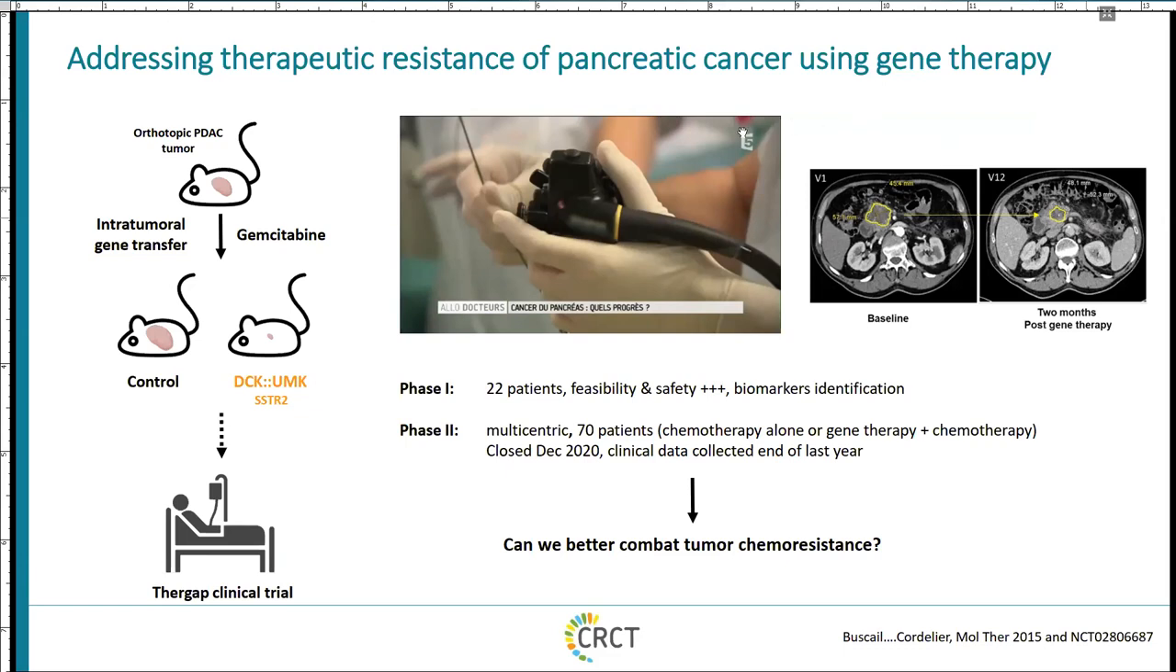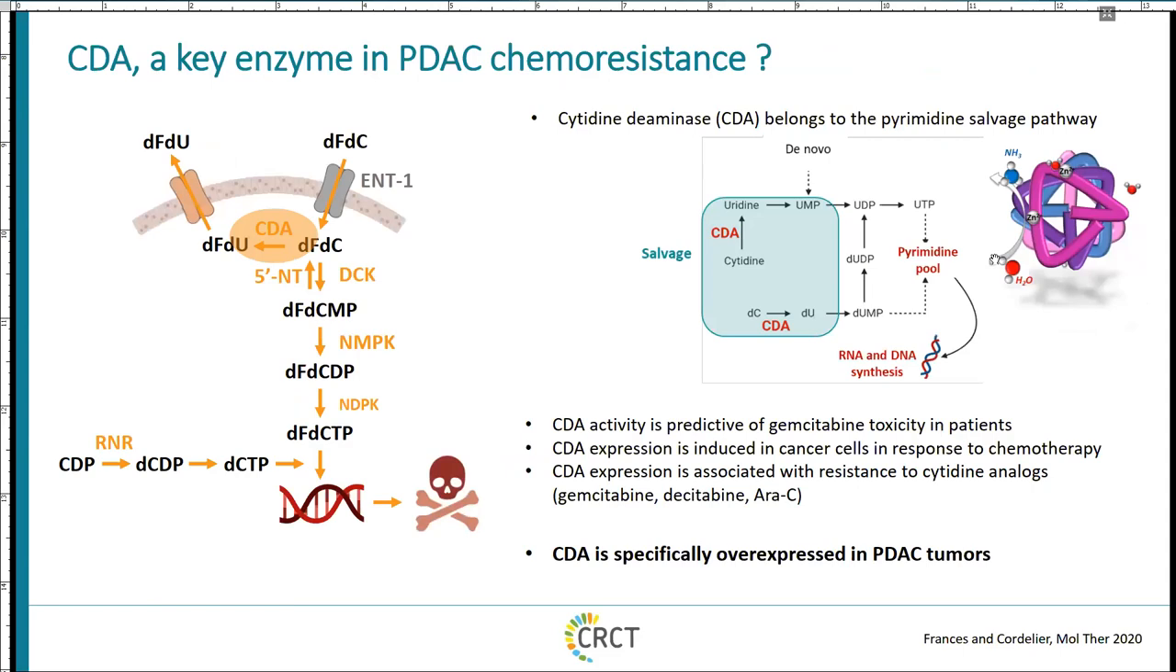Thank you. If we look at all the mechanisms that can go the other way around, meaning that they can inhibit the activity of gemcitabine, you have on the bottom left the ribonucleotide reductase that can compensate for dCTP. But on the top here, right after the chemotherapy has entered the cells, cytidine deaminase is doing a great job of deaminating cytidine into uridine, and then the dFdU is secreted from the cells, and the chemotherapy cannot work anymore. So this enzyme is quite interesting.